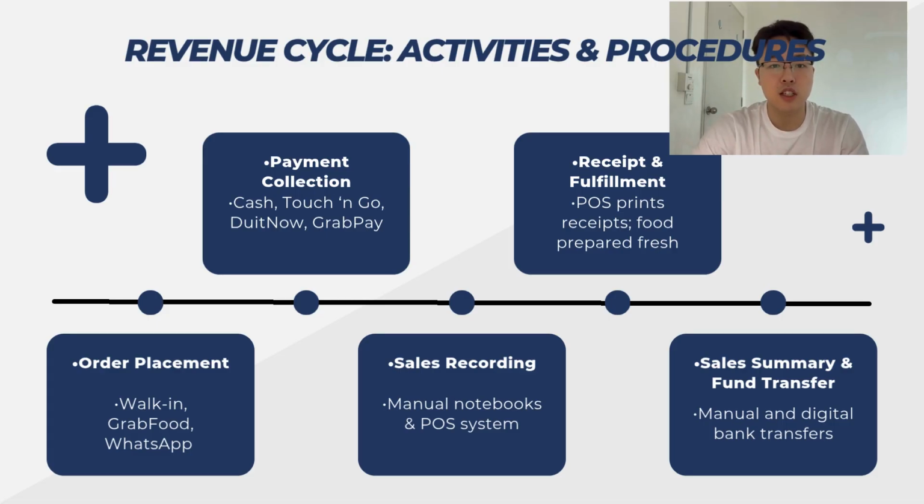And the receipts are printed, food is prepared, and at the end of the day, staff summarize the sales, either manually or using POS. Although the system works, it's still quite informal and relies heavily on manual work, which may lead to inconsistencies or missing records.